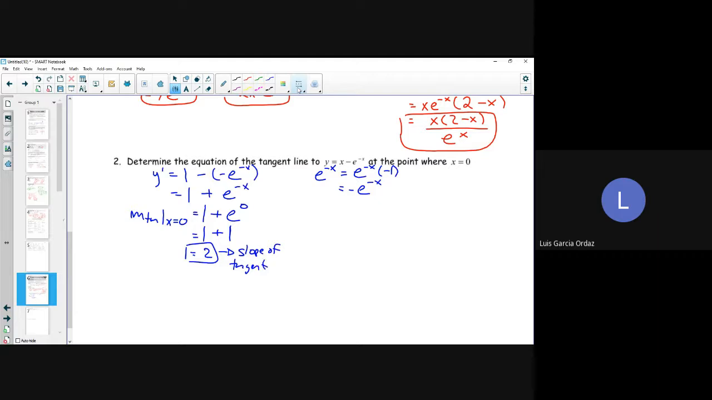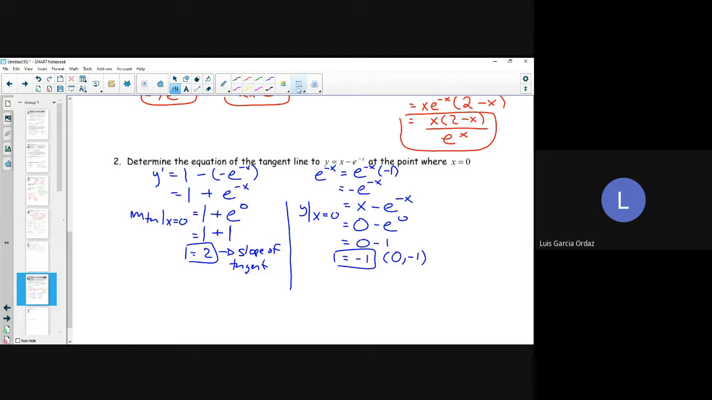And now to figure out at what point it is, I need to sub in or figure out my y when x is equal to 0 for my original function, which is x minus e to the negative x, which means I'm going to sub in 0 for x. So I get 0 minus e to the 0, which gives me 0 minus 1, which gives me negative 1, which means the point I'm going to use is (0, -1).